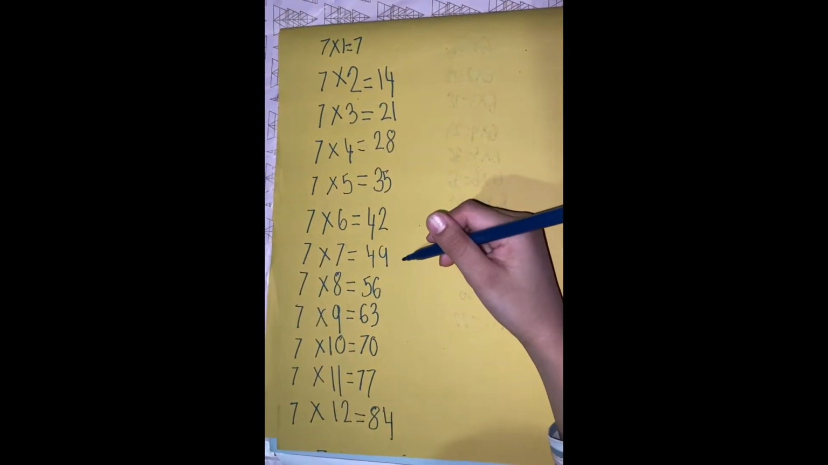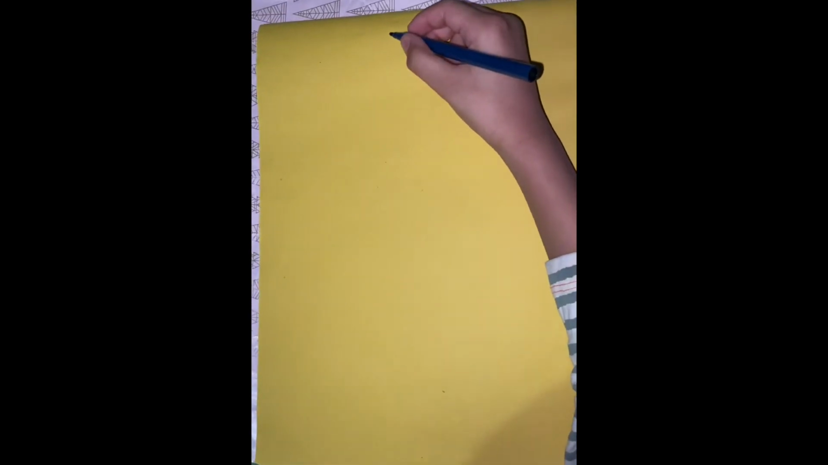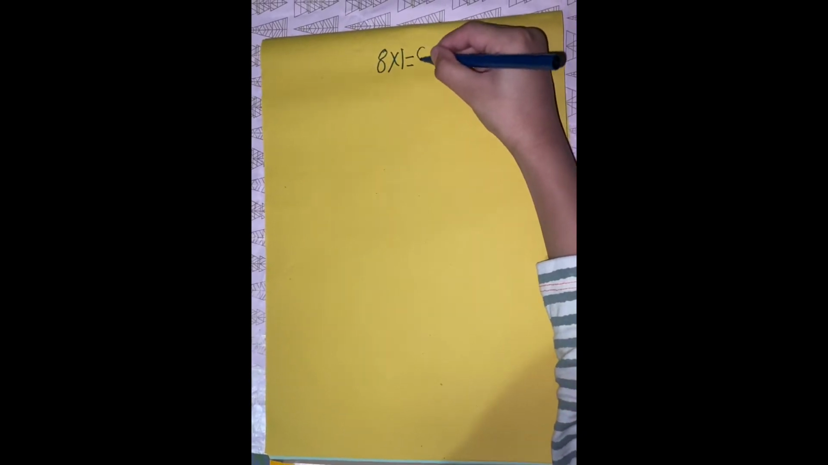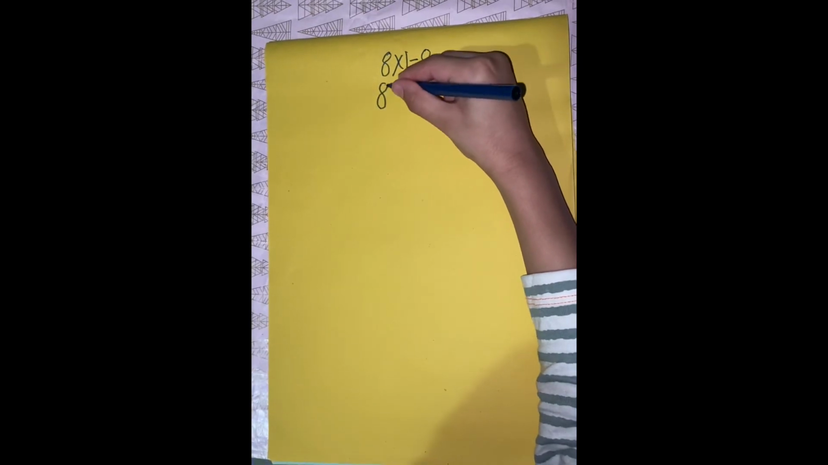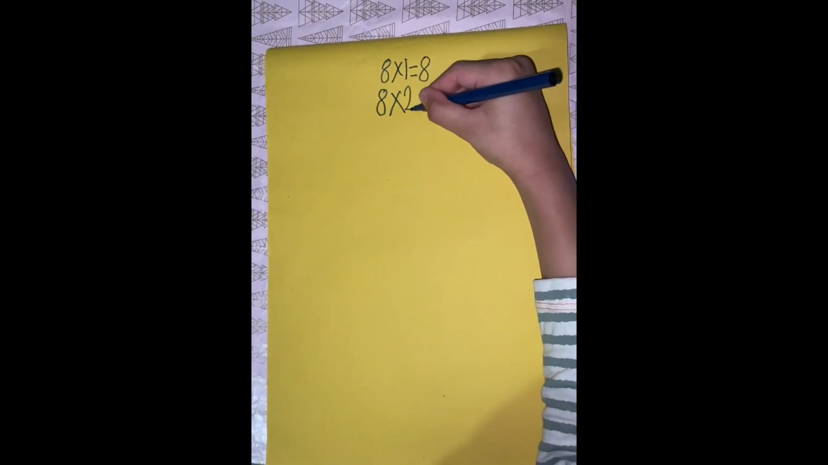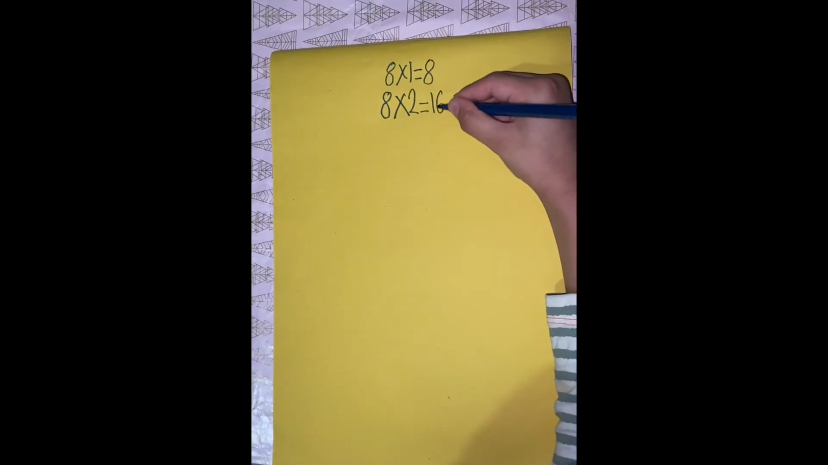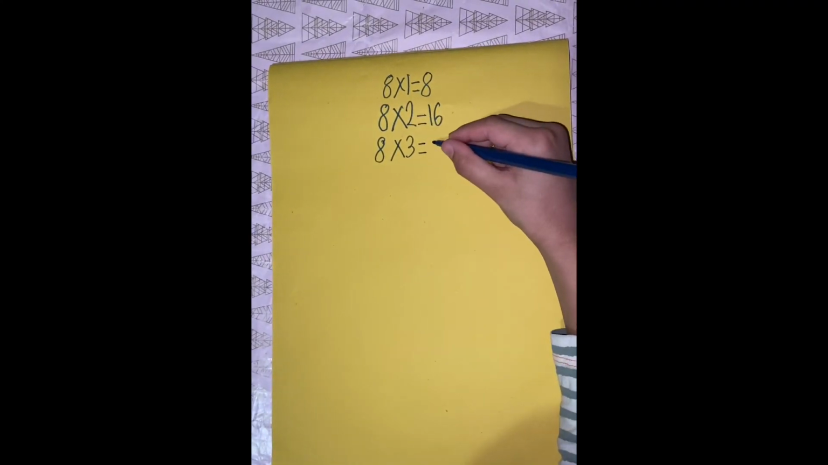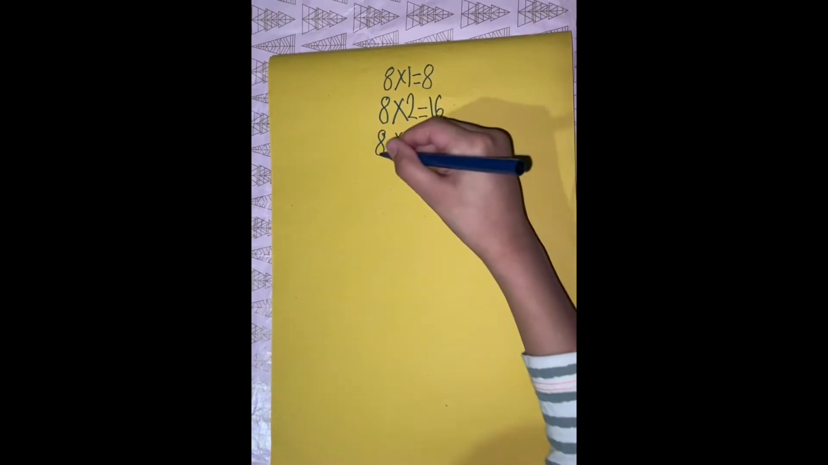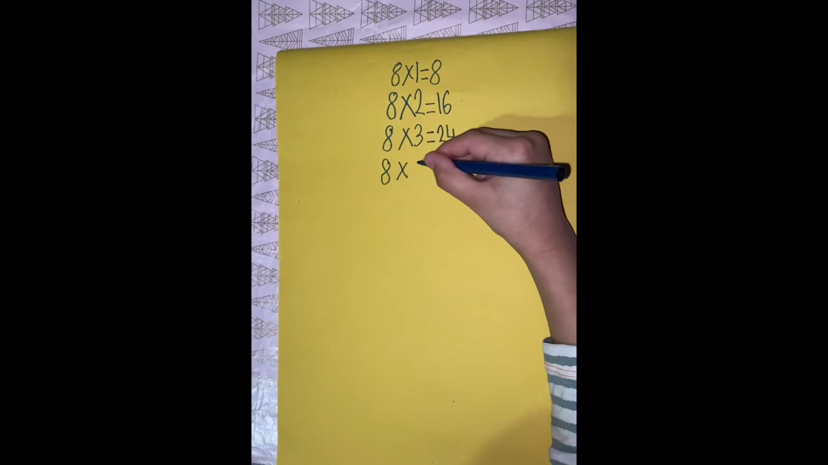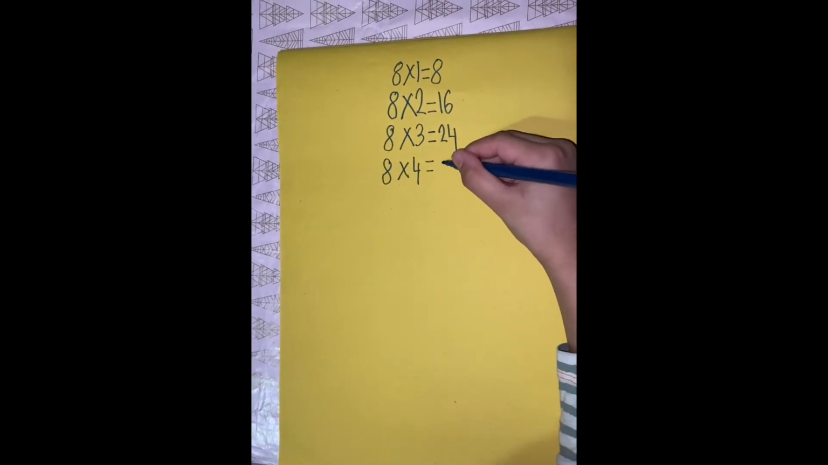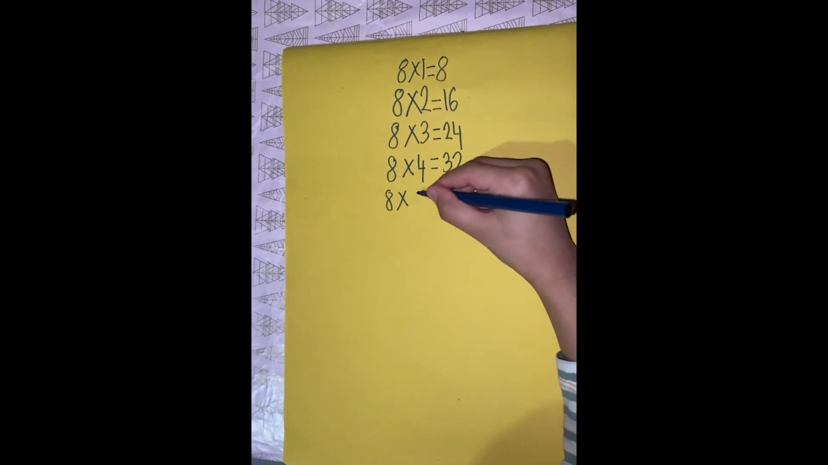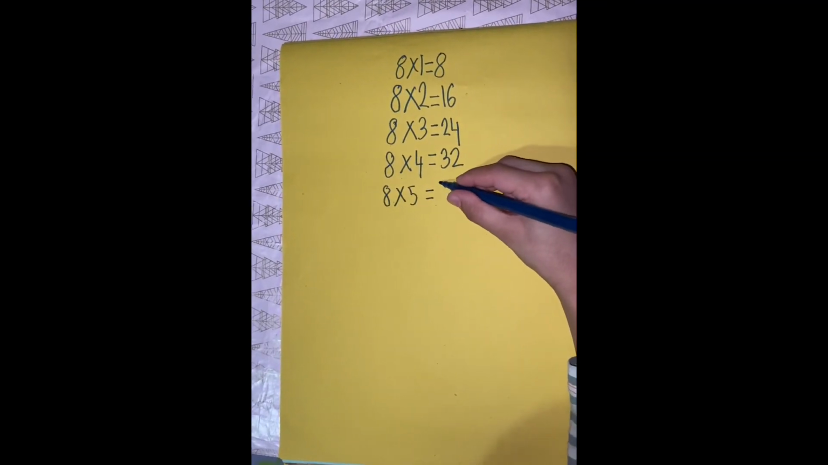Let's do the 8 timetables. Now we are going to do the 8 timetables. 8 times 1 equals 8. 8 times 2 equals 16. 8 times 3 equals 24. 8 times 4 equals 32. 8 times 5 equals 40.